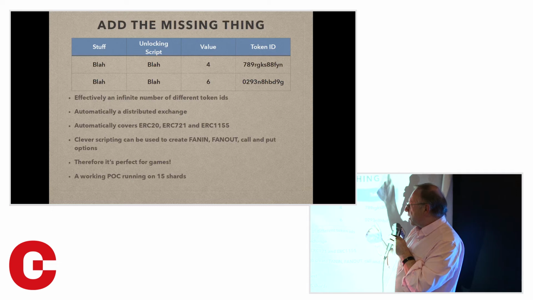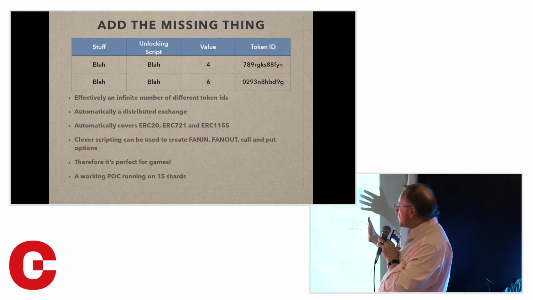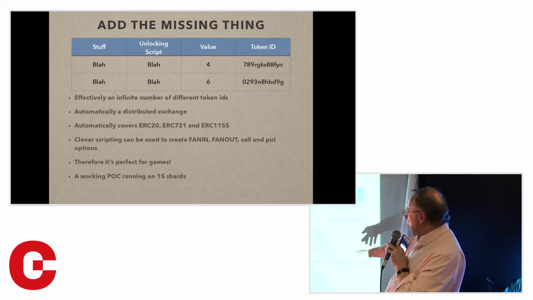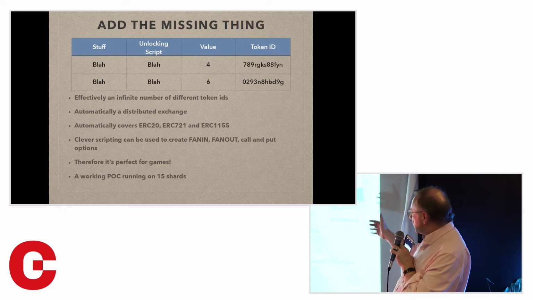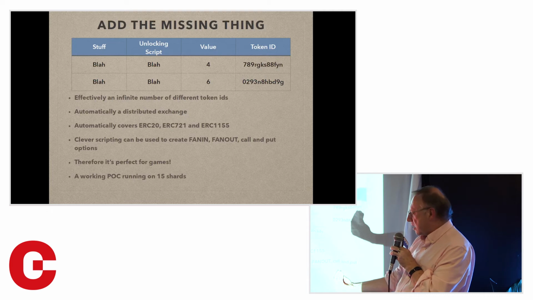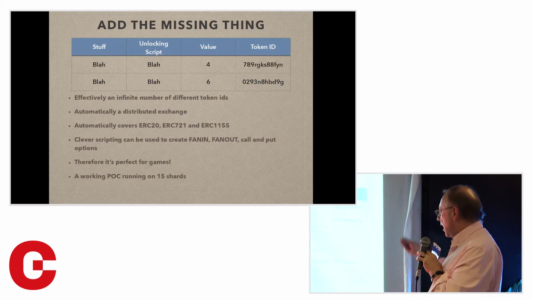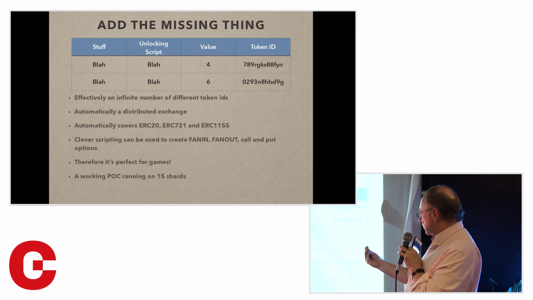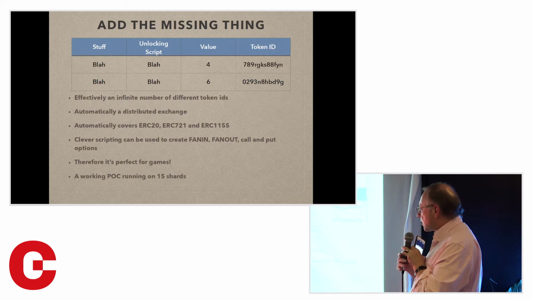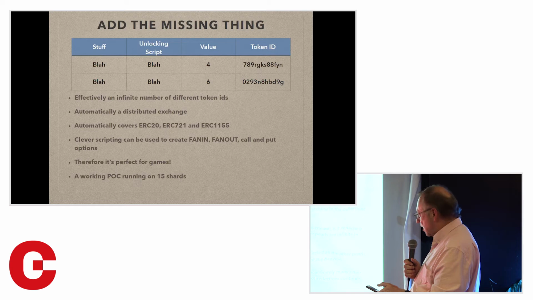But of course, with this, you just have token ID. Okay, you've got to have a special way of creating the token once. But you've just got token IDs, and the UTXO system covers everything. And with a little bit of clever scripting, you can have fan in and fan out, which means you can combine many different token types into one type. So, for example, you've got tokens for all the different parts of a car, combined into one token for the car. So it's actually perfect for games. And I created my own working proof of concept, and I got it running up to 15 shards.